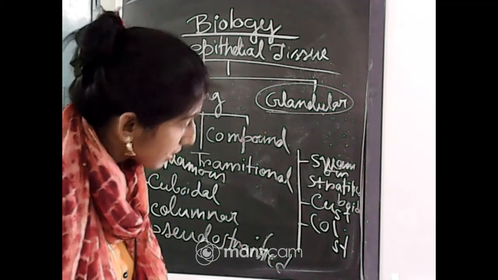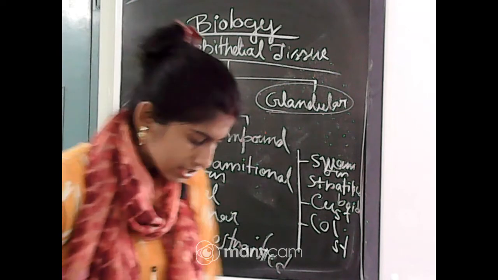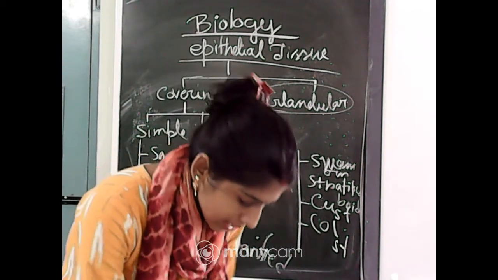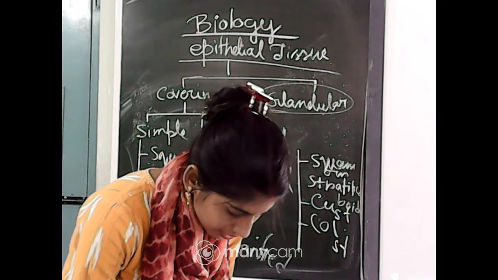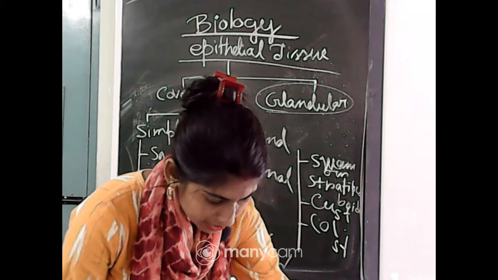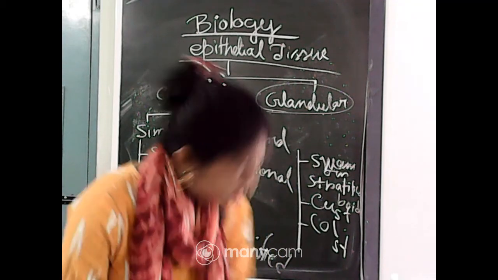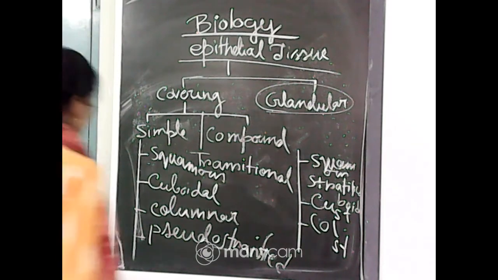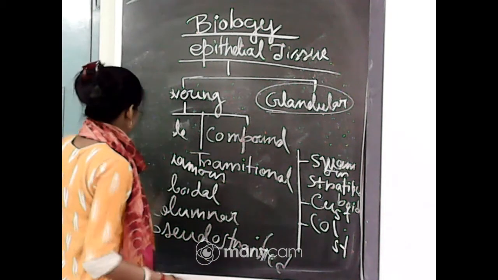The name of the chapter is Structural Organization in Animals. From this chapter, I am discussing the types of epithelial tissue. The chapter is chapter number 7, Structural Organization in Animals. So now I am rubbing that part.